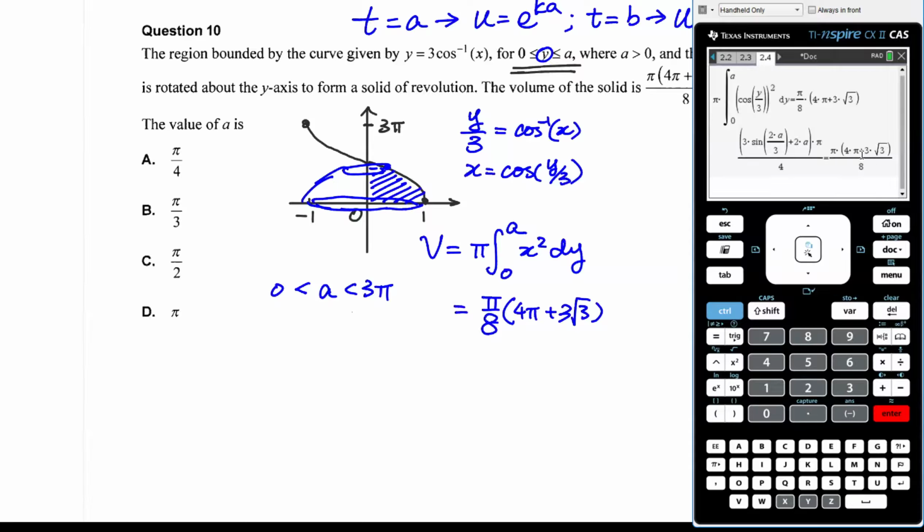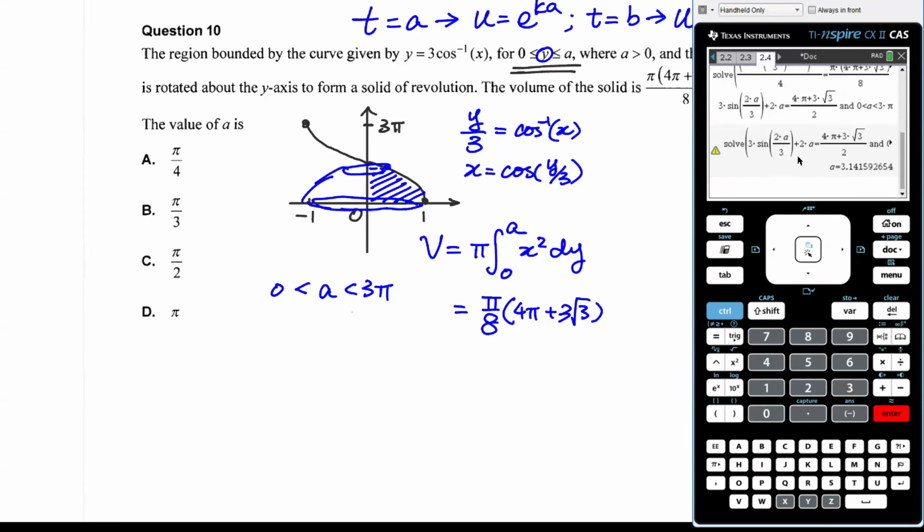So I should be able to get that equation, and then I just need to solve that equation for a, 0 less than a less than 3 pi. Control enter. If it doesn't give you an exact value, you can try control enter and see if you can identify the exact value from the decimals. So 3.14, etc. That must be pi, the most reasonable answer. Option D.